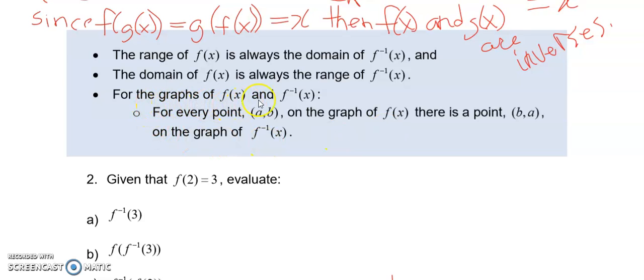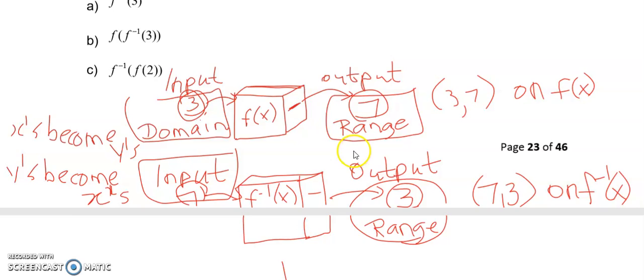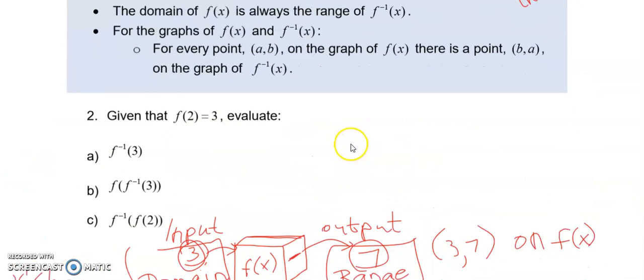For the graphs of f of x and f inverse of x, for every point (a, b) on the graph of the function, there's a point (b, a) on the graph of the inverse. The coordinates just switch around. We saw that down there too, didn't we? We saw all of that.